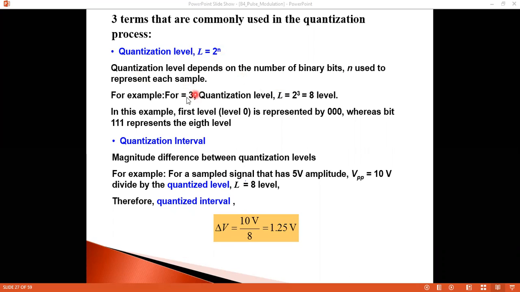If, for example, we set n equal to 3, then our level is 2 to the power of 3, which is 8 levels, meaning that we have 8 combinations of possible codes using these 3 bits. So the first level, for example, is represented by 000, and the last one, the 8th level, is 111. Okay, the quantization interval is the magnitude difference between the levels.